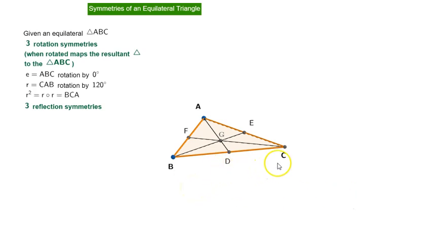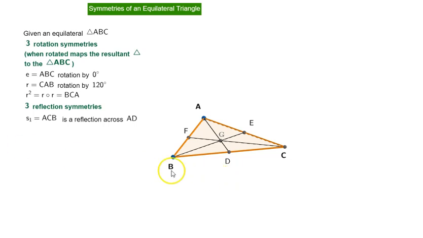So let's do R square on this. What will happen? First rotation, second rotation. Similarly, first rotation, second rotation. C will go here. Similarly, D will go here, E will go here, F will go here. So it has become BCA. Okay, so those were the three rotational symmetries.